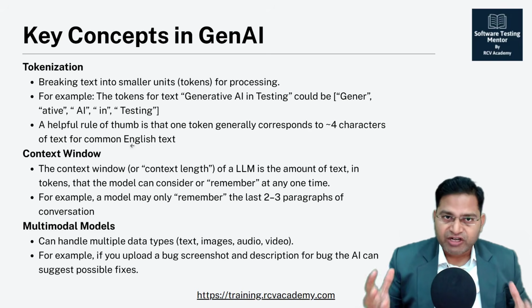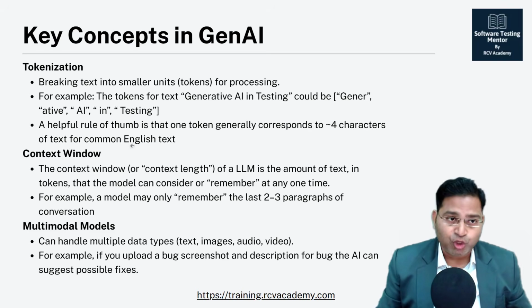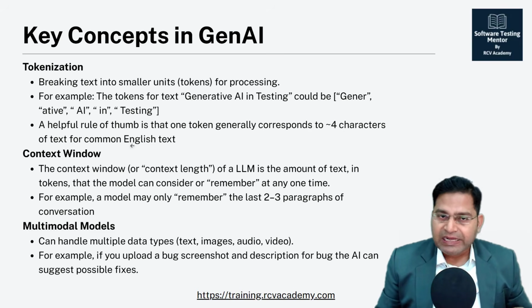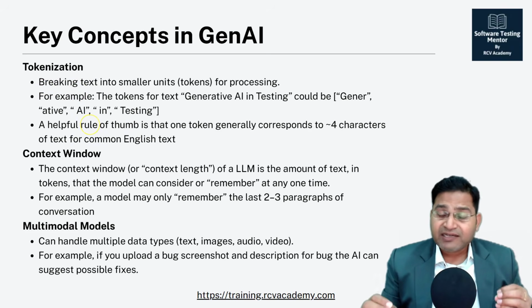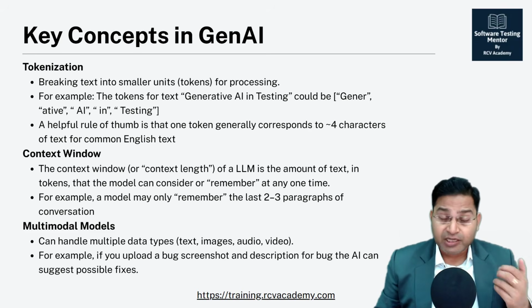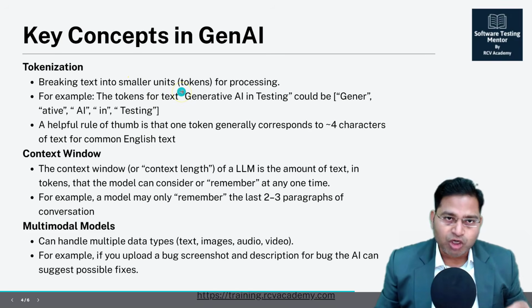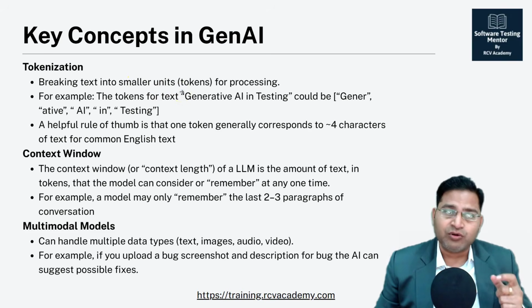As we know, generative AI uses large language models, and there are many large language models. The important concept is that within a large language model, every text or every information that you prompt is broken down. For example, I'm writing, create the test cases for login functionality. This whole sentence that I'm typing in the prompt window, say in ChatGPT or GitHub Copilot or Google Gemini, will get broken into smaller units, and these smaller units are known as tokens.